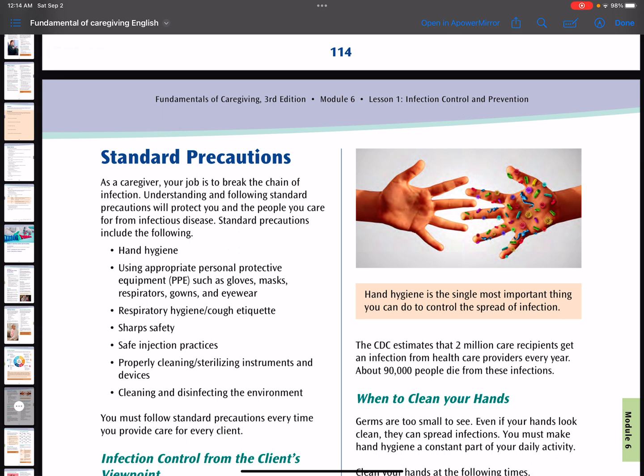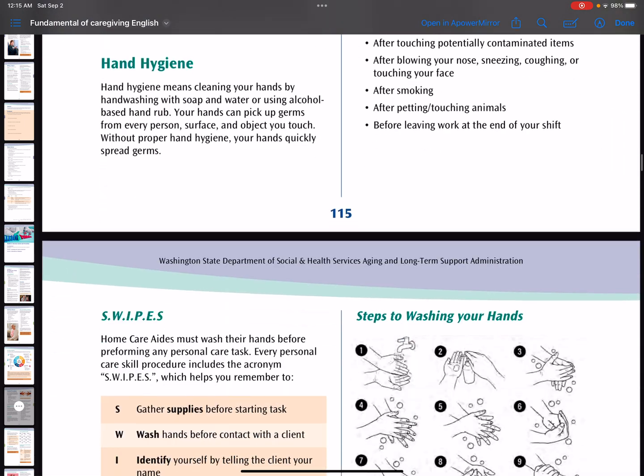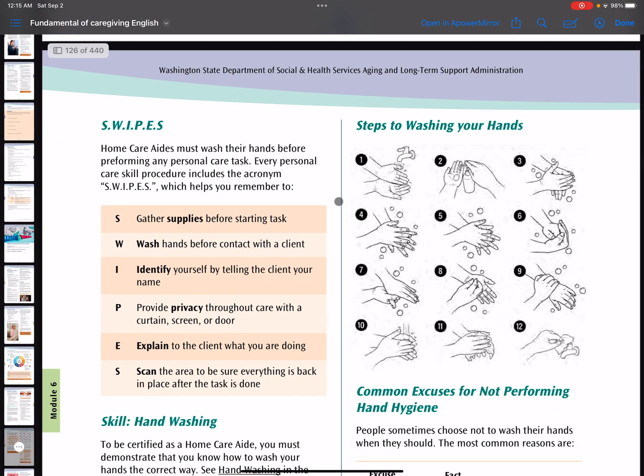Hand hygiene. Hand hygiene means cleaning your hands by hand washing with soap and water or using an alcohol-based hand rub. You must make hand hygiene a constant part of your daily activity. Home care aides must wash their hands before performing any personal care task. Every personal care skill procedure includes the acronym SWIPES. It's listed here, so you can read it.